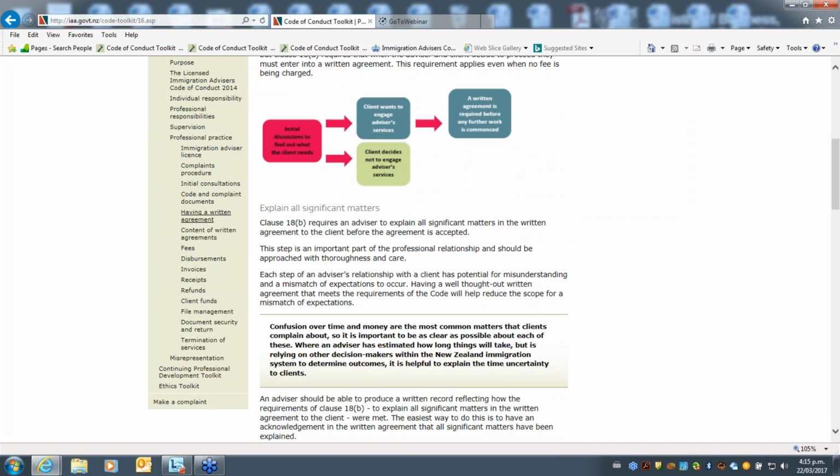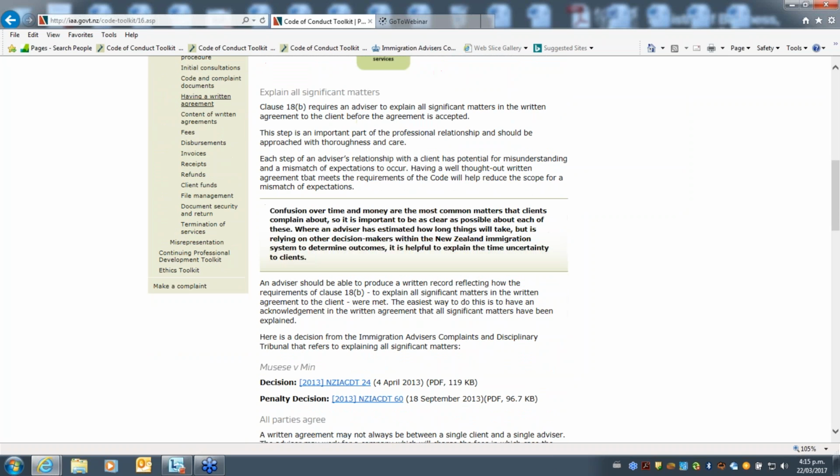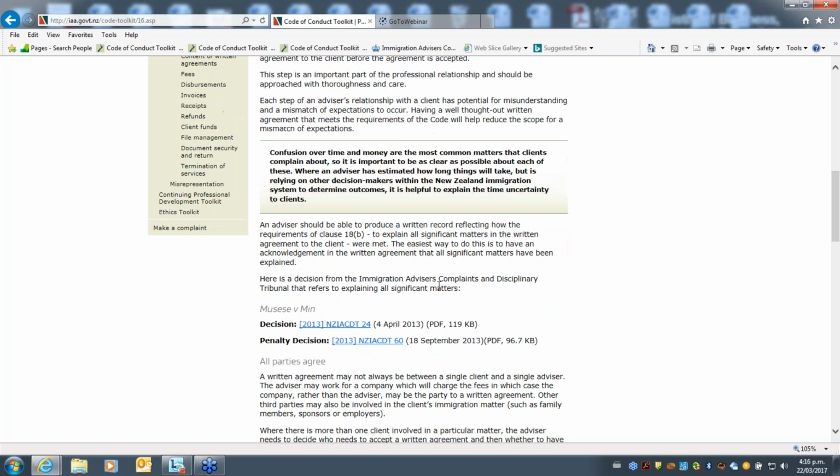And I think what we say here, it's fair to say that confusion over what's being delivered and how much it's costing are the most common things that people complain about. So it's really important to be clear, and having a clear written agreement and agreeing to that up front is really incredibly helpful in terms of a good relationship going forward.